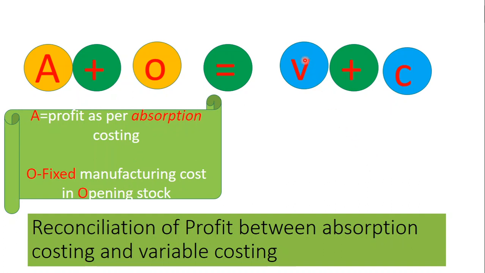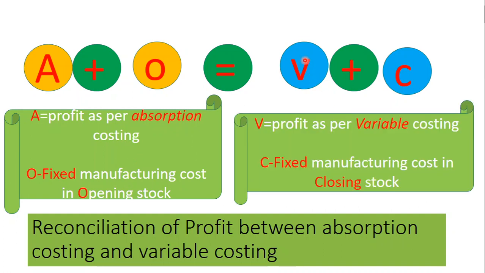V is profit as per variable costing. C means fixed manufacturing cost in closing stock. So remember, C is closing stock, O is opening stock. All you need to remember is the words fixed manufacturing cost in front of it. So we'll have a look at an example to get it done.